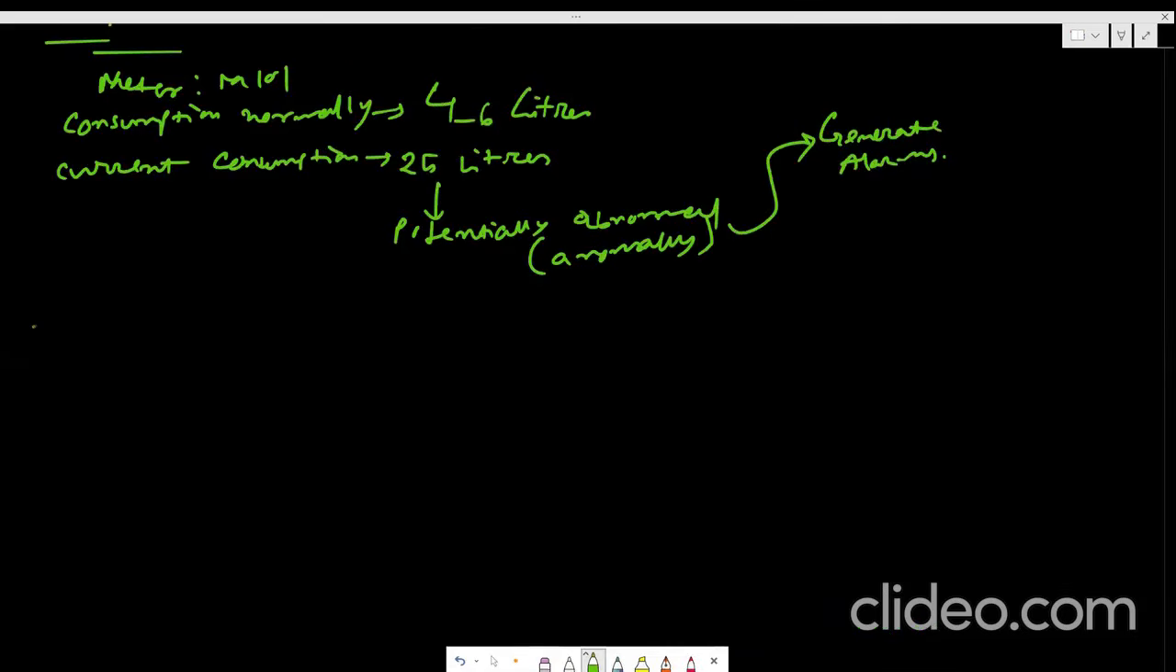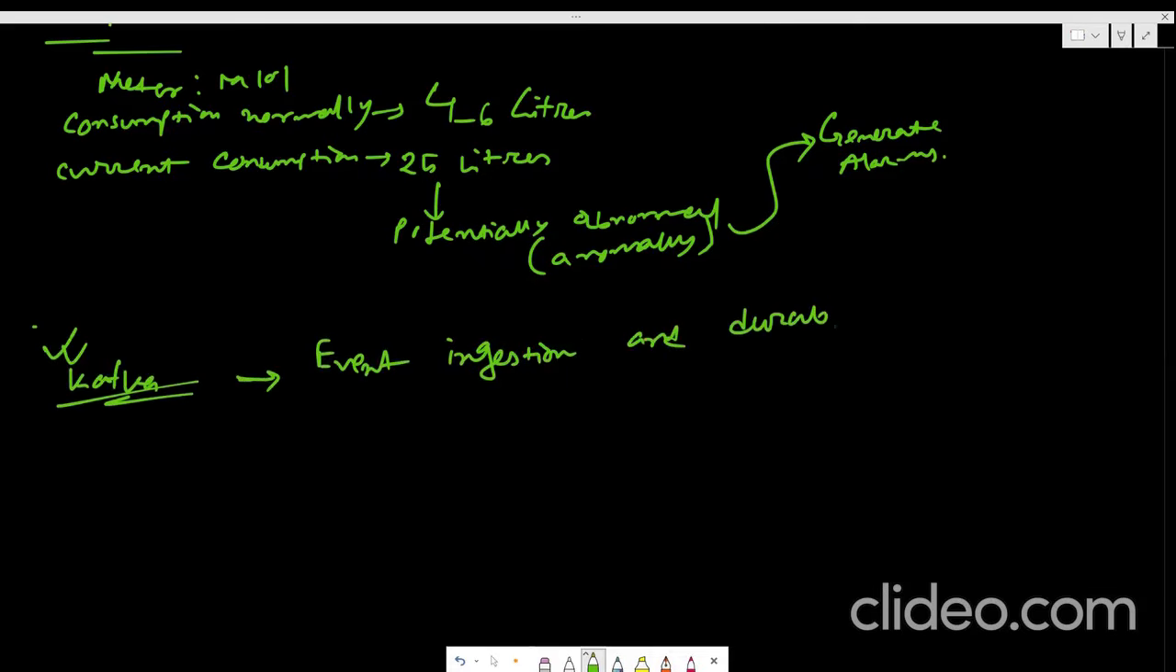Whatever data structure or architecture we have discussed, again for revision purposes, I'm just telling you. We have discussed first of all Kafka. The data source is okay. After that, Kafka. For what purpose do we use Kafka? For event ingestion and durable event streaming.